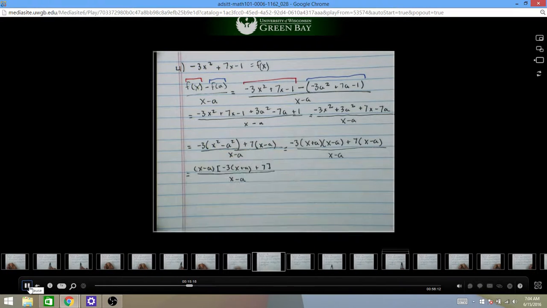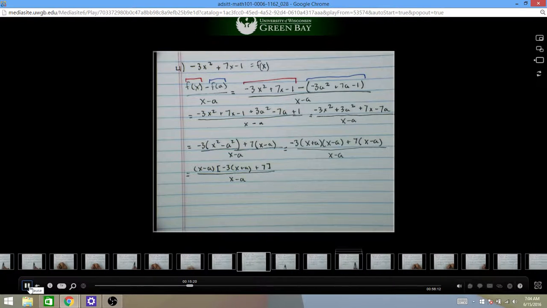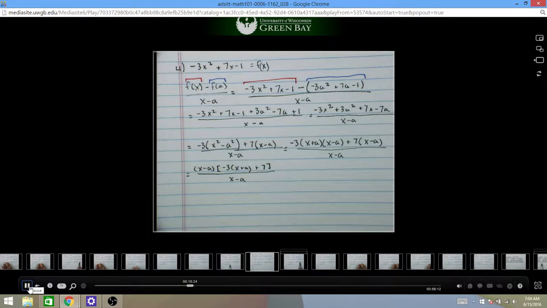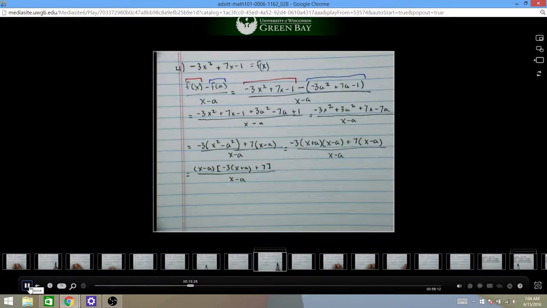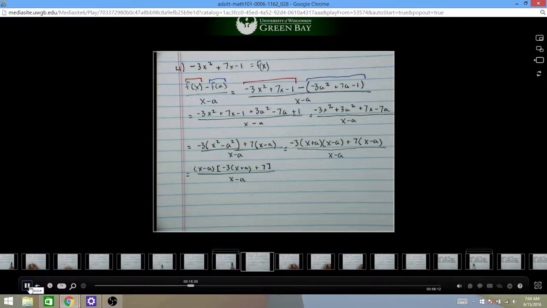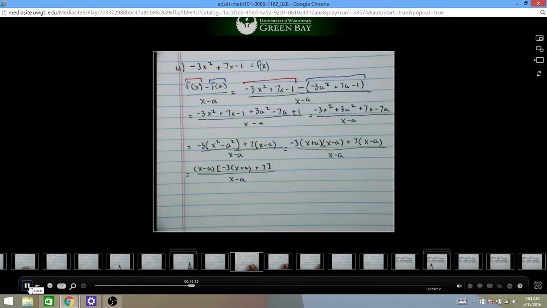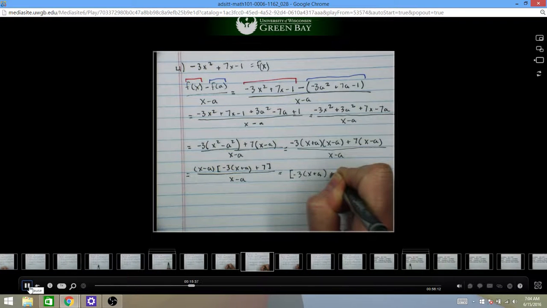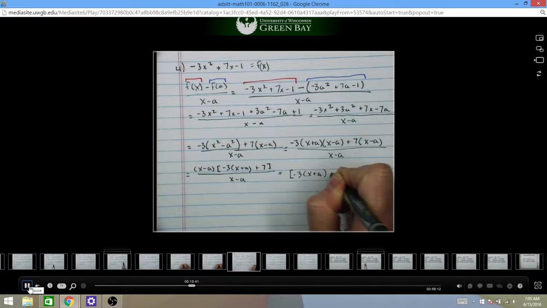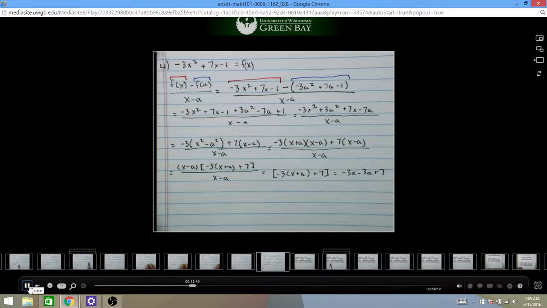And now that you're multiplying, so you have this x minus a times this whole thing, now you can divide that away. Up here you couldn't divide because of the plus sign right in the middle there. So x minus a's cancel, and you just have what's in the square brackets. So that's a negative 3x minus 3a plus 7.